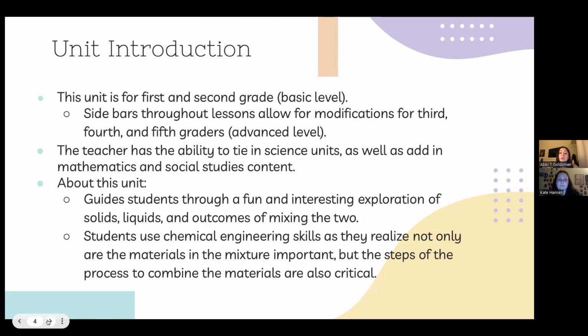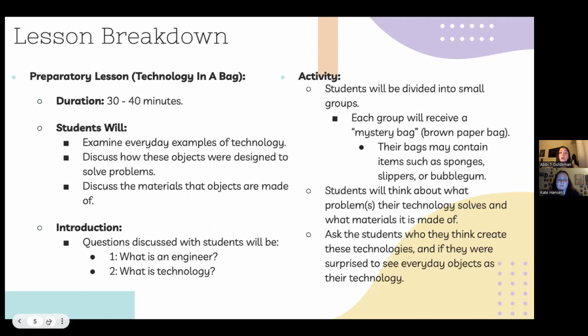And students use chemical engineering skills as they realize not only are the materials in the mixture important, but the steps of the process to combine the materials are also critical. There are 4 main lessons throughout this unit. The first is a preparatory lesson, which is called Technology in a Bag. The duration is 30 to 40 minutes long.